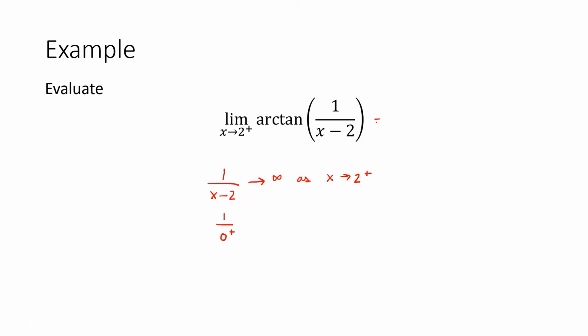So this would be the same as saying the limit as t approaches infinity of arctan of t, because here I'm just substituting in the value t equals 1 over x minus 2, where we see t goes to infinity as x goes to 2 from the right. So we can write the limit as t approaches infinity of arctan of t. If we remember, we saw in the previous slide that the graph of arctan will tend towards pi over 2 as it goes to the right.